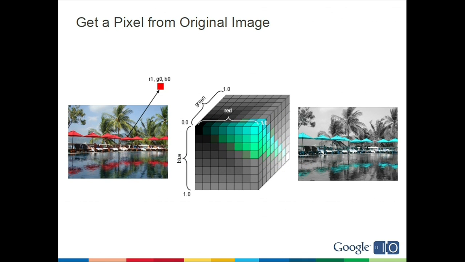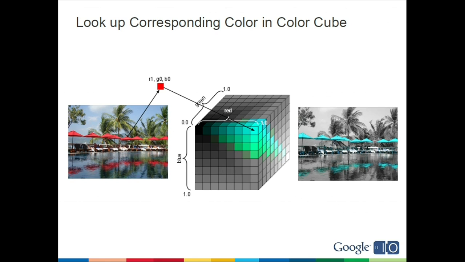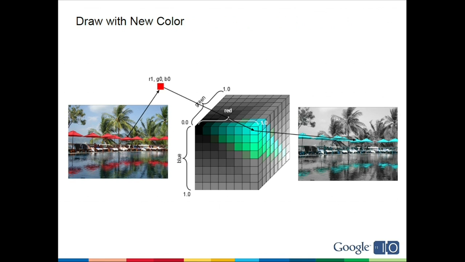So we'll take a pixel out of the first image. Let's say it's red. And of course, in WebGL, colors go from 0 to 1. So a pure red pixel would be 1, 0, 0. And we use that to index this cube. So we go over 1 in the red, 0 in the green, and 0 in the blue. And we pull that color out, and we use that to draw the image.